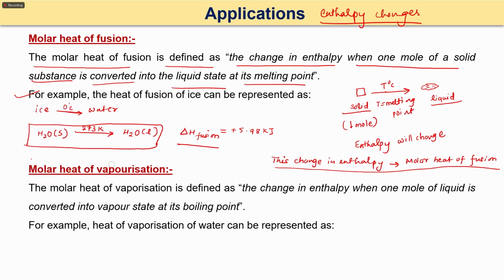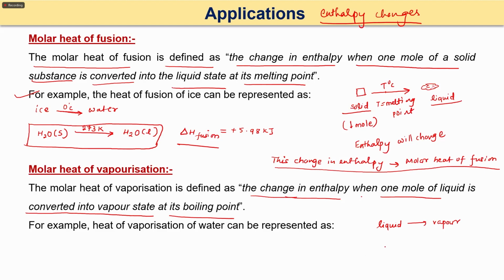Now let us move to the molar heat of vaporization. The molar heat of vaporization is defined as the change in enthalpy when one mole of liquid is converted into vapor state at its boiling point. Here you are converting liquid to vapor.